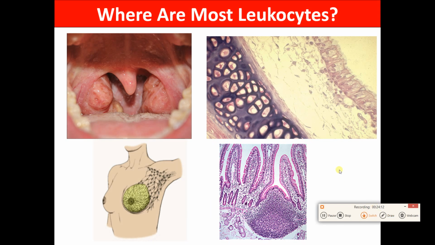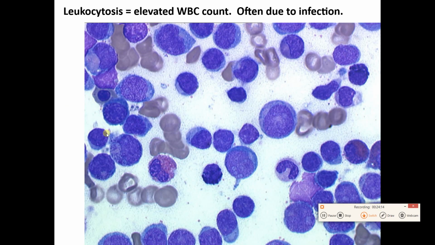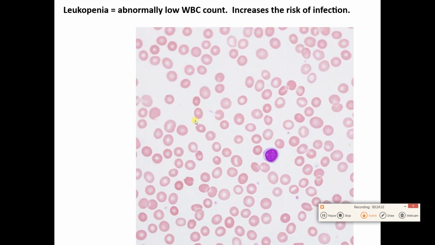All right. Now, there is something called leukocytosis. That is an elevated white blood cell count. And that is often due to infection. Like, we want white blood cell count to go up when we're fighting off pathogens. So that's a good thing. So that's leukocytosis. Another important vocabulary word is leukopenia. This is an abnormally low white blood cell count.